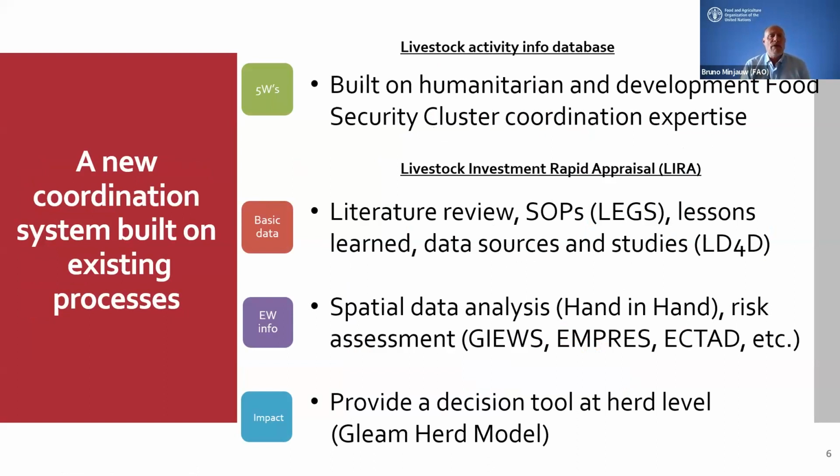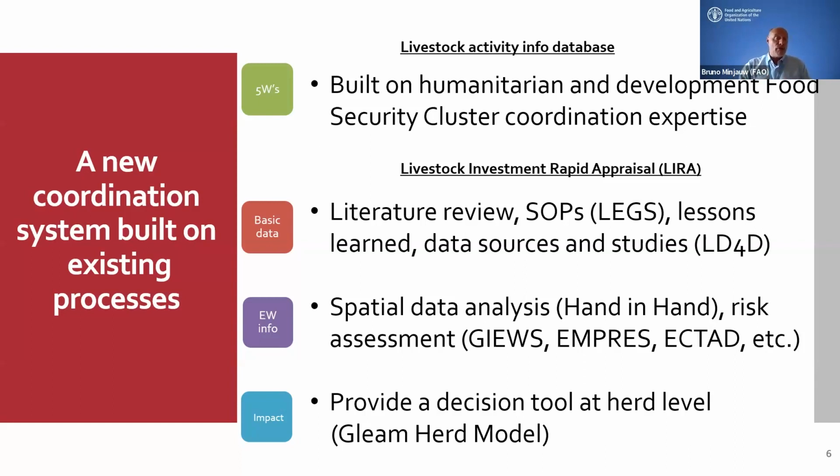For the database, we were very much influenced by the Global Food Security Cluster, where they have this system of spreadsheets where all the partners send their activities on a monthly or three-monthly basis. Then we created something very similar that we can also share with those partners. For the LIRA part, we know that we need to have the basic data, and there we have the literature review, but also the standard operating procedures, for example the lessons learned that we want to get from all the partners, and, working in collaboration with the LD4D, having some data sources and studies that could help to evaluate our activities.